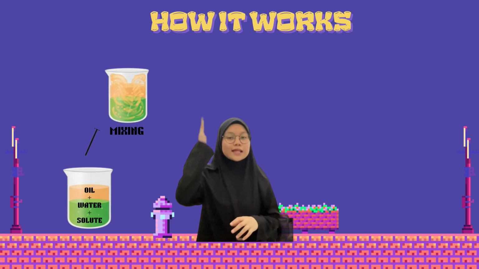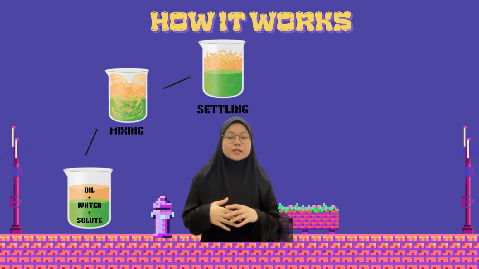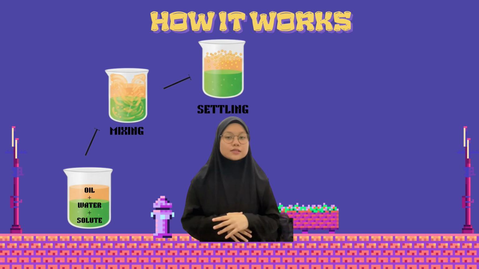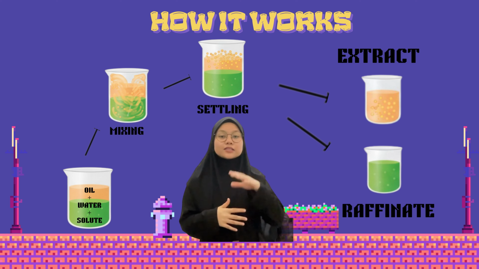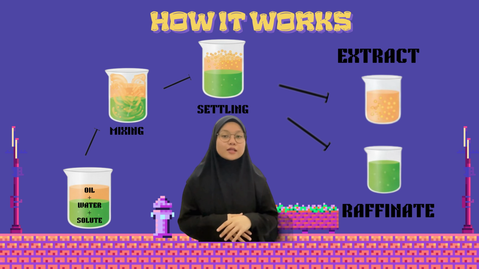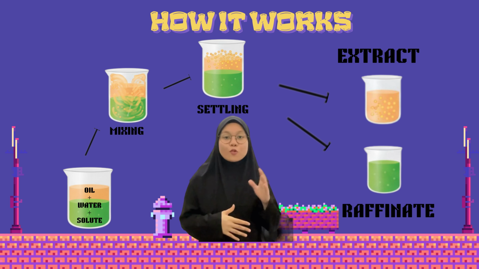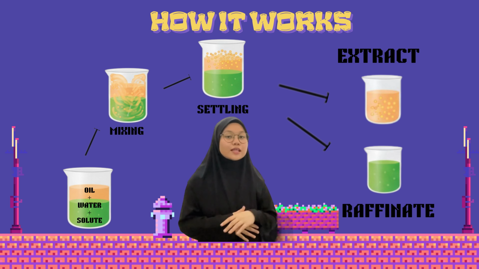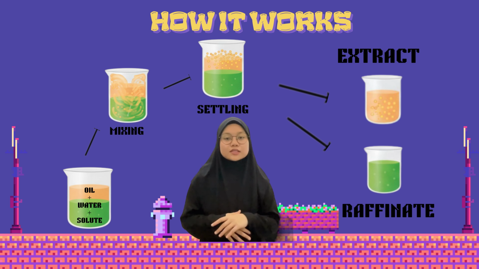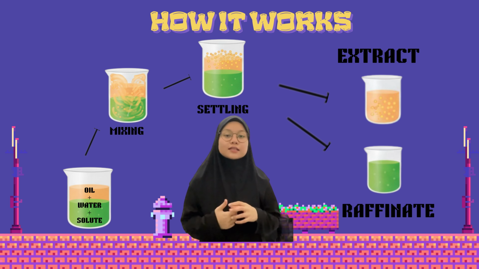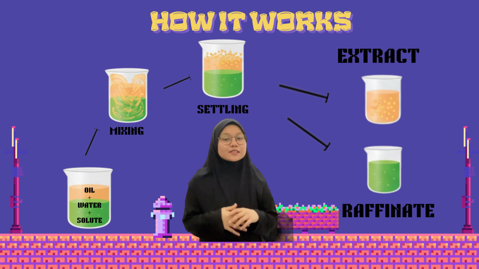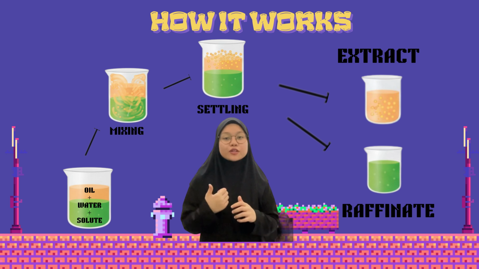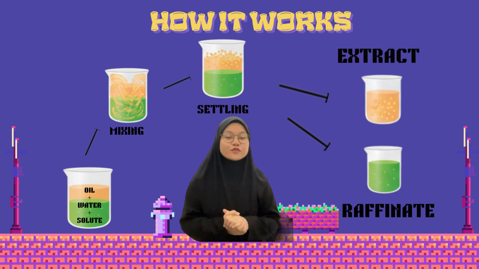After mixing, we let the system settle. The liquid separates back into distinct layers, each with a different concentration of solute. Finally, we isolate the layers. The extract contains the solute-rich liquid, while the raffinate is the leftover layer with less solute. This simple sequence, mixing, settling, and separating, is the foundation of liquid extraction. It is used in chemistry labs, environmental engineering, and even food science.